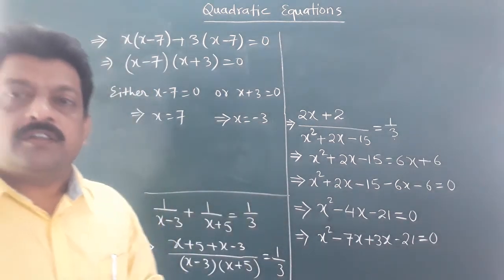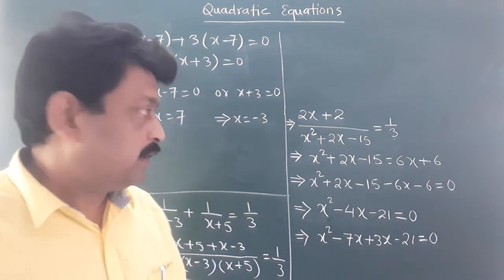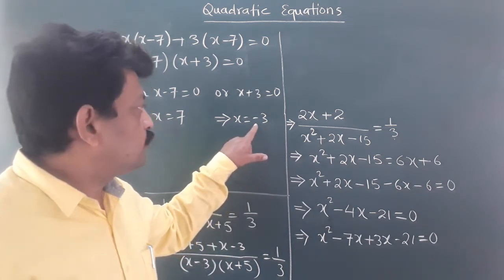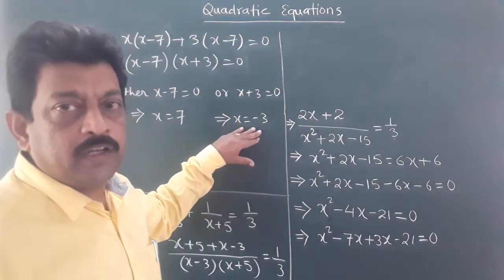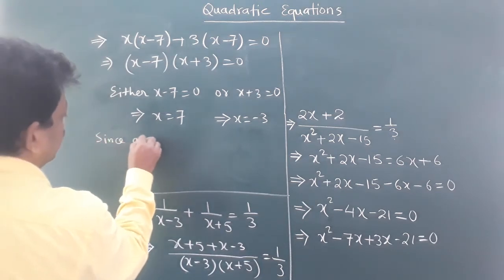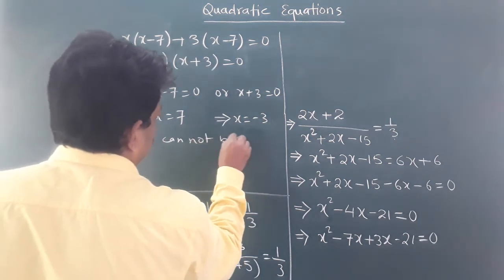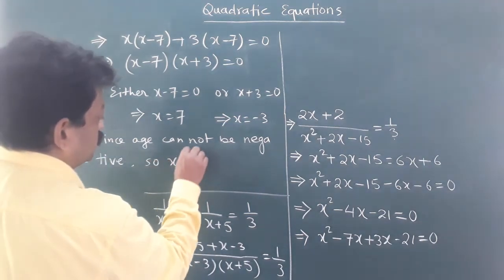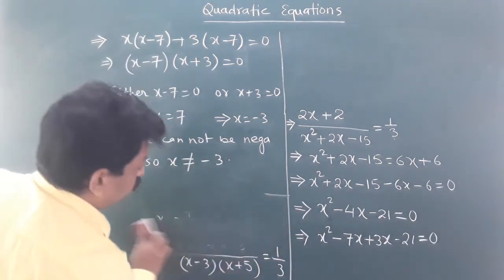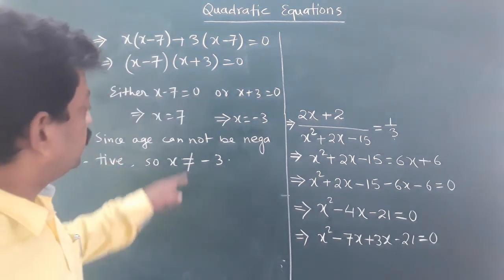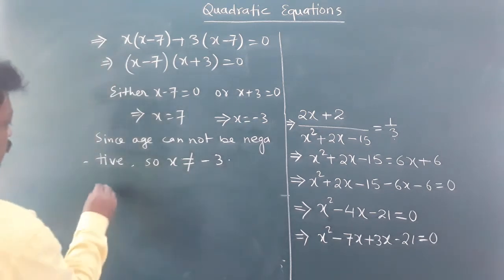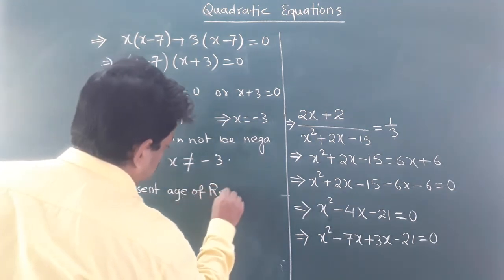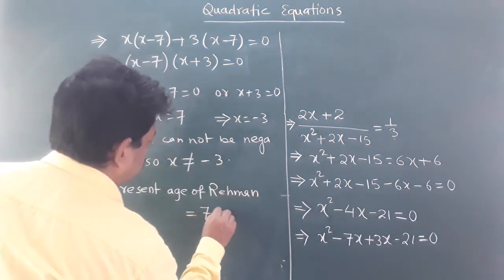Now what is x? We have considered x as the present age of Rahman, which cannot be negative. The present age or the age of a person can never be negative. So we have to omit this value, since age cannot be negative. So x is not equal to minus 3. So what is the answer we are getting here? We are getting the present age of Rahman as 7 years. Therefore, the present age of Rahman equals 7 years.